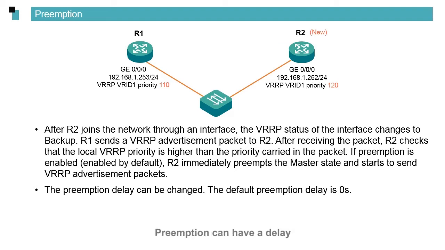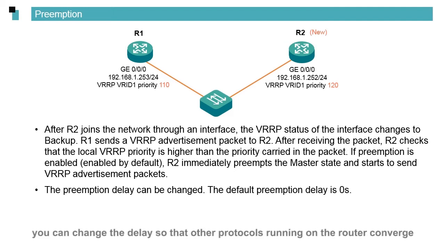Preemption can have a delay. The default delay is 0 seconds, indicating that R2 immediately sends a VRRP advertisement packet after finding that its priority is higher. If R2 is not required for immediate preemption, you can change the delay so that other protocols running on the router converge.